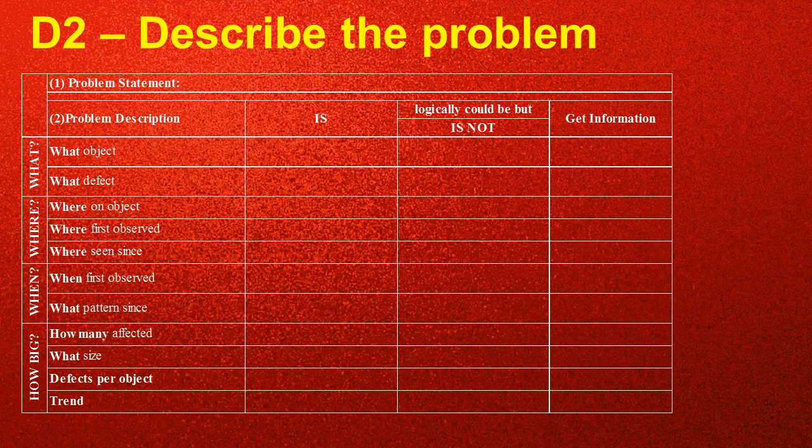Typically, is/is not analysis looks like this. Here you can see the 5W2H has been broken down into several questions like what object, what defect, where in the object, where first observed, and so on. This step by step bifurcation helps you to do a detailed analysis.